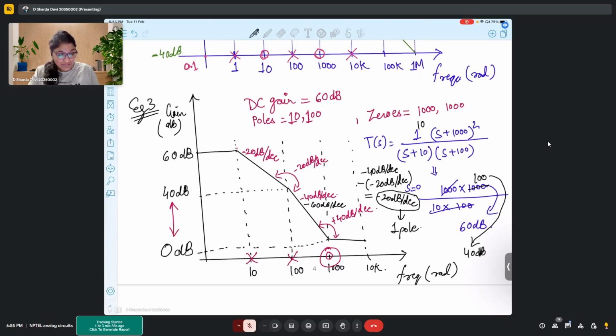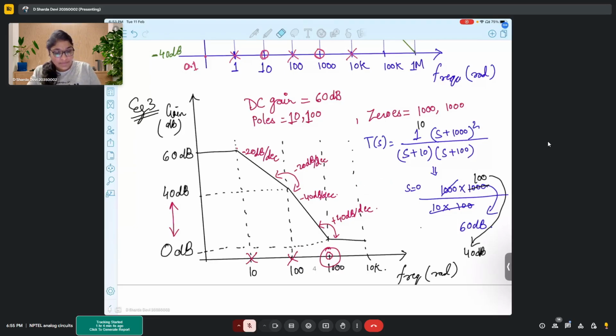Like the same situation happened over here for zeros, right? We had two consecutive zeros, because of which the slope changed by plus 40 dB per decade. Is this clear? Yes. Okay. So all of you, is this clear?